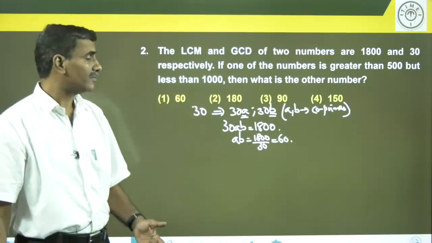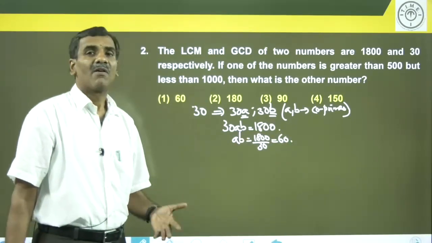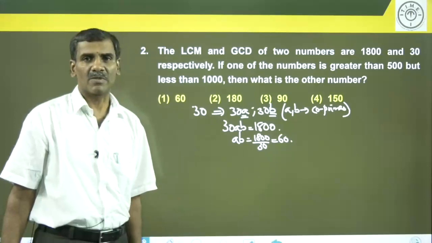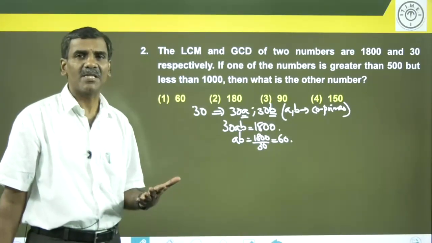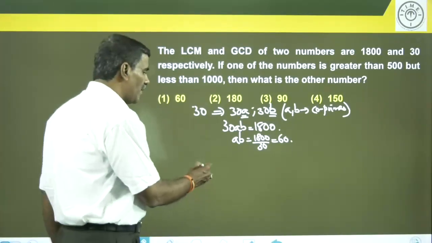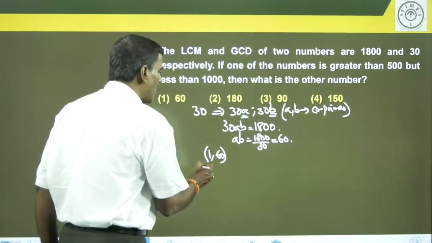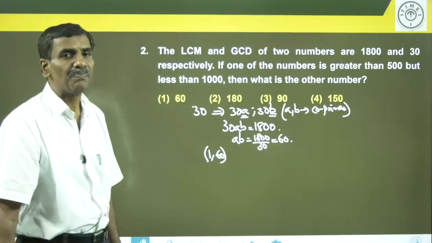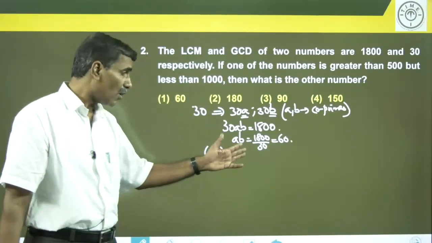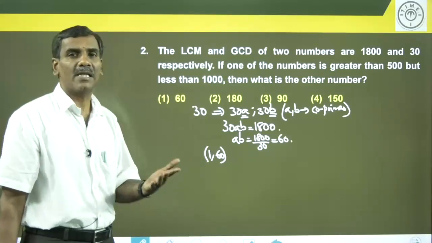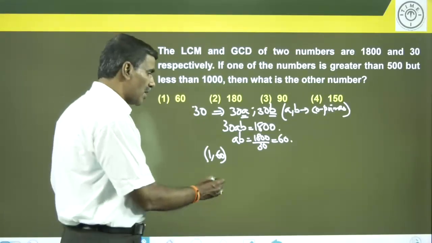Now we are interested in finding two numbers whose product is 60 and they should be co-primes. So let us focus on the possibilities. A into B: suppose we consider A as 1 and B as 60. 1 into 60 is 60, and 1 and 60 are co-primes. 2 and 30 we cannot consider because though 2 into 30 is 60, 2 and 30 have 2 as the common factor. So I am ignoring that.